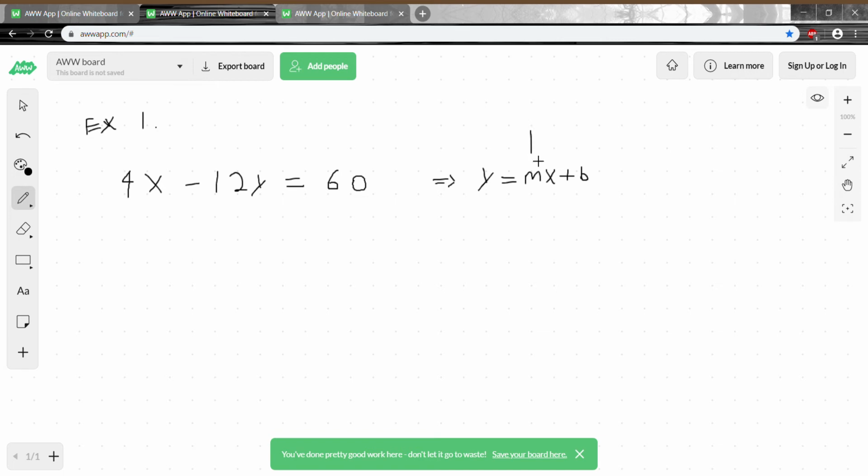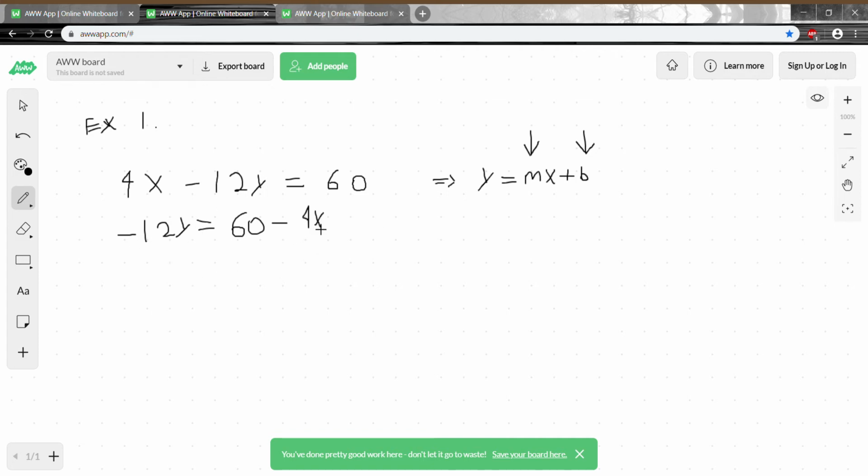So this m is a constant. This b is a constant. They are not variables. Don't freak out. We're going to begin to solve this by getting y on its own, right? We see y is on its own over here. We want y to be on its own over here. So we're going to have negative 12y is equal to 60 minus 4x, because we're subtracting 4x from both sides of the equation. Now, we can divide both sides by negative 12 to get the y by itself, right?